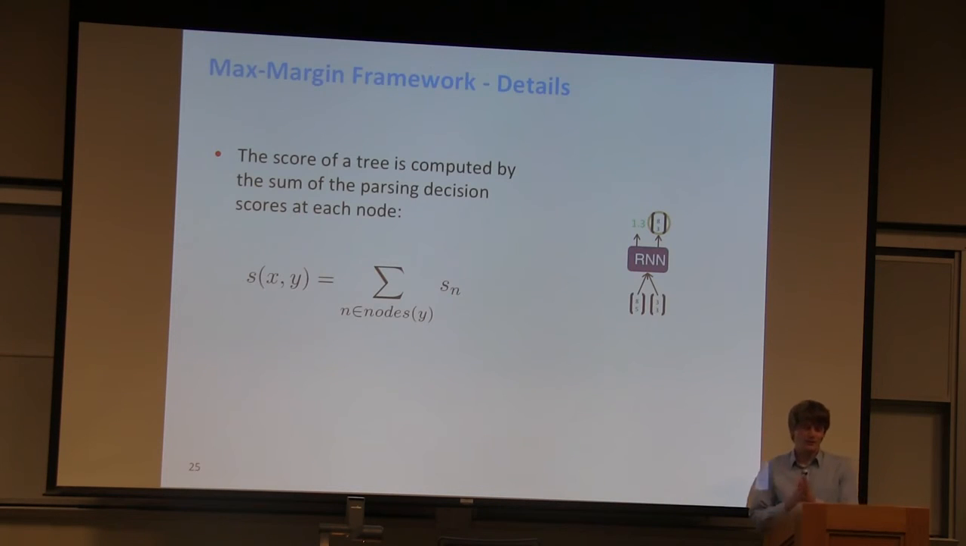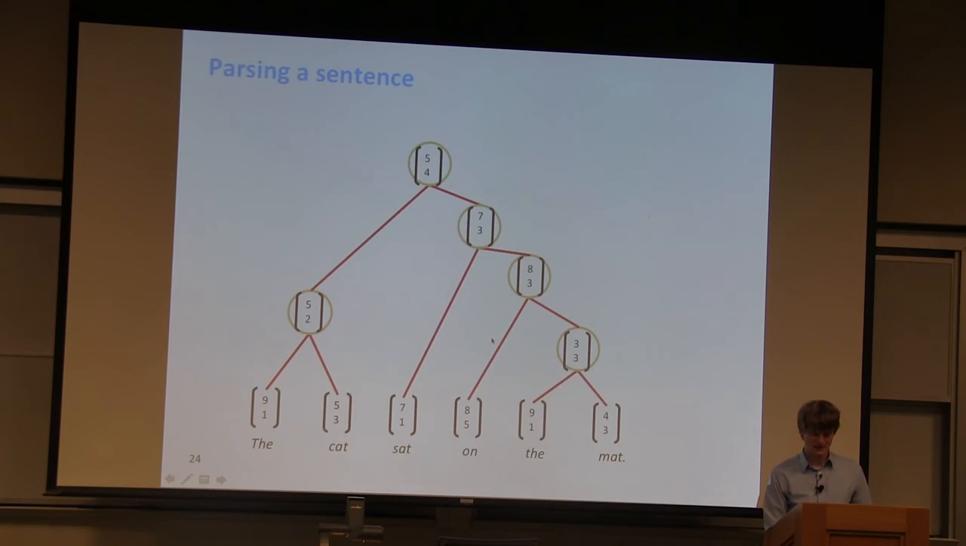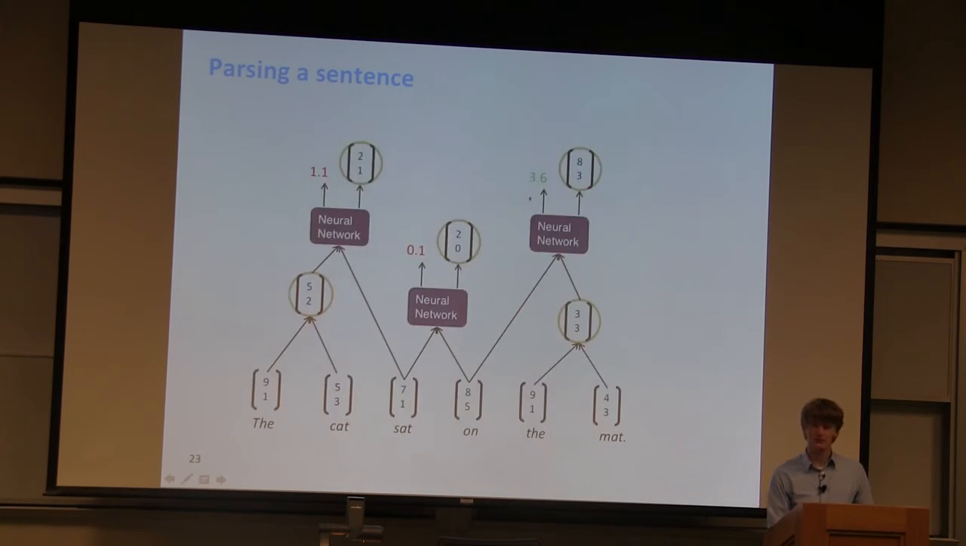All right, now we can define the score of the entire tree as just the sum of all the scores of all the decisions that we made to arrive at this tree. And so here x will actually be our input sentence, and y is the tree structure. And so you have a bunch of nodes in that tree, and each node had this kind of score, and we're just summing them up.